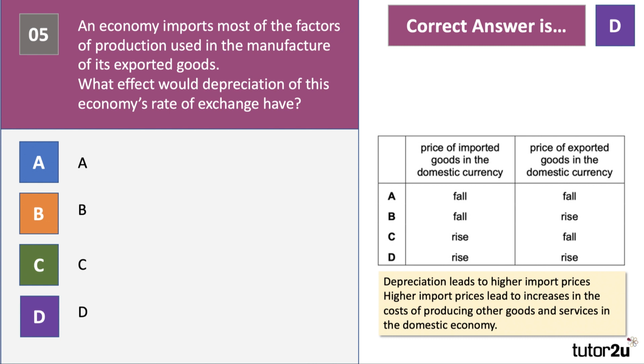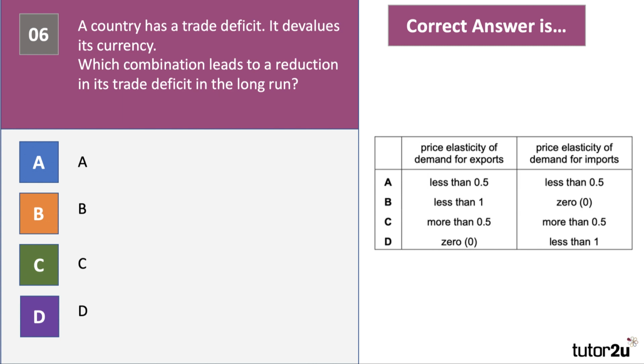And we have one last question in this little cluster for you. I like this question. The country has a trade deficit. It devalues its currency. Which combination of those shown, A, B, C or D, leads to a reduction in its trade deficit in the long run? They've got a table there showing 2 columns of elasticities of demand for exports and imports. Take a moment, press the pause button for our final question, and then just press play when you want to go through the answer.